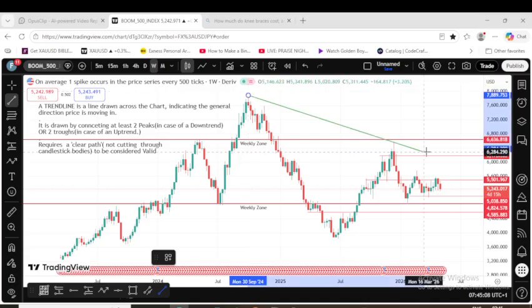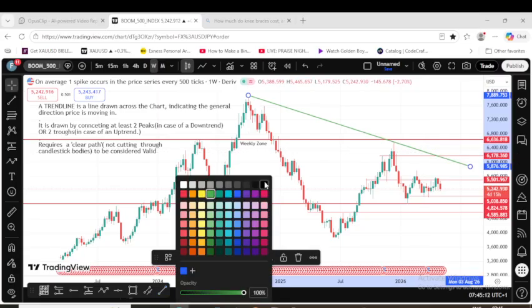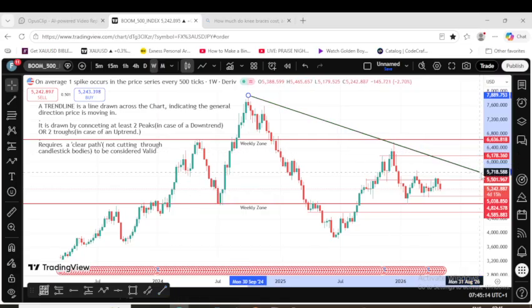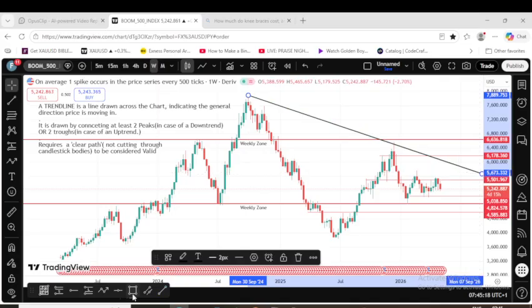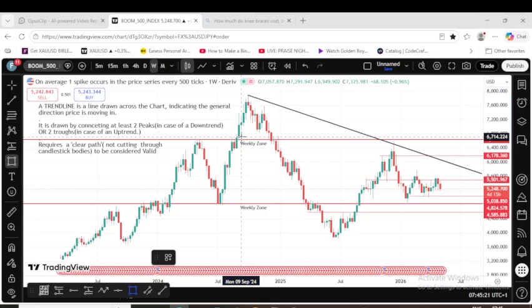We have two peaks here. These are two high points in price. I'm going to change the color of my trend line to black. Another rule I didn't write down is that the trend line should be drawn from candlestick wick to candlestick wick.